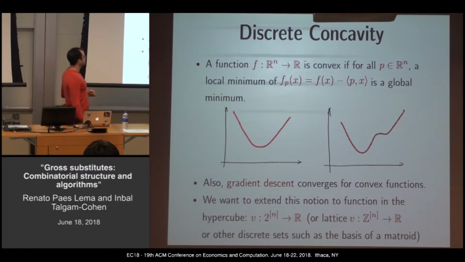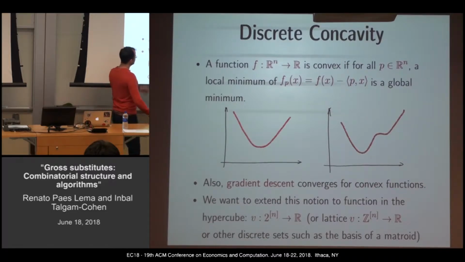So discrete concavity, the idea is that you want to extend generalized convexity or concavity to a discrete domain. So for Rn, if you have a continuous domain, the definition of a convex function is the following. You can say the function is convex if for every vector p, all the local minima of fp, f minus a linear function, are also global minima. So this function is convex. You see that the only local minimum is here, all local minima are global minima.